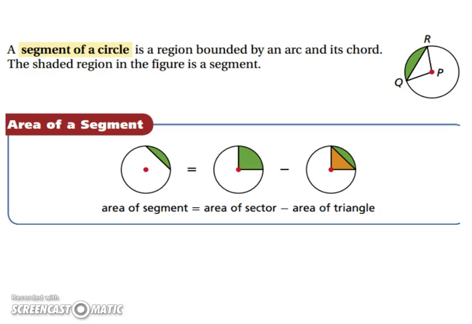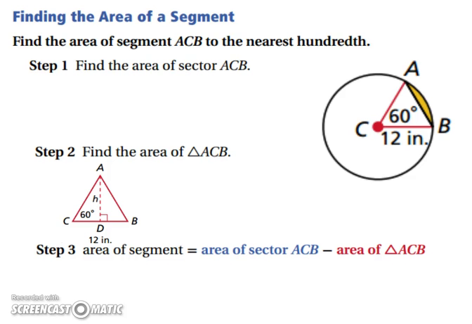Let's try this first one together. Step 1. Find the area of sector ABC. So we have pi times our radius, so 12 squared, times the piece that we're looking for, so 60 divided by 360. And when we do so, we end up with 24 pi, and that would be inches squared. Alright, well that's step 1.